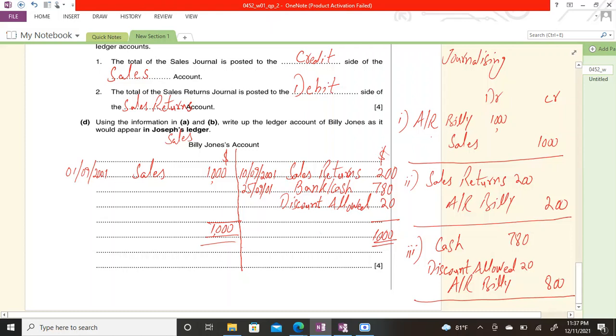In this way, all these parts A, B, C, and D are completed.